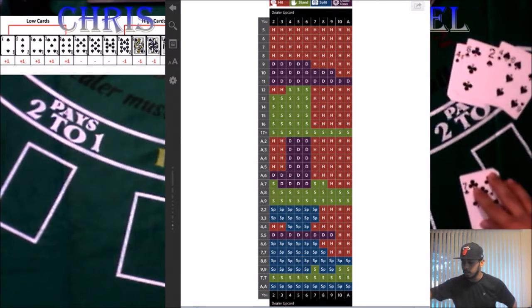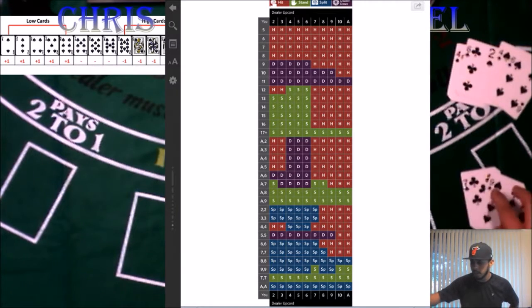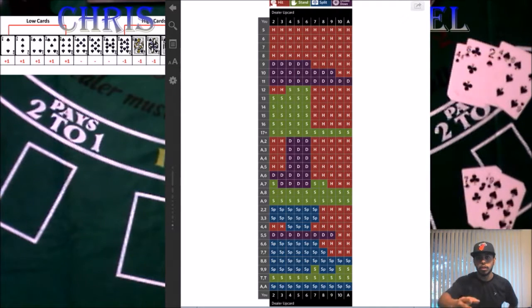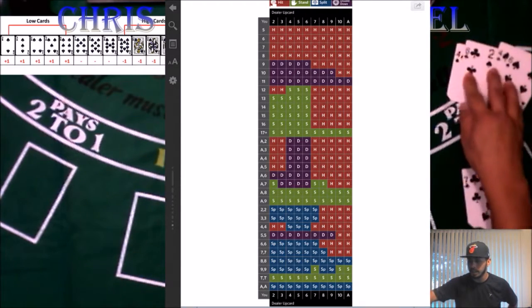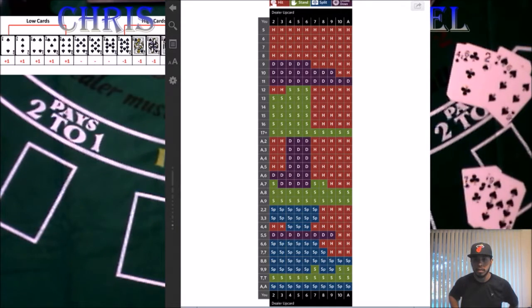So basically, just because you have a low card does not mean you always have to hit it. Some people are like, oh man, I have to get close to 21, but 16 isn't that close, so they'll hit this. And basically, if you follow the chart, it tells you not to hit it because there's a chance that the dealer is going to bust, and that's exactly what happened.